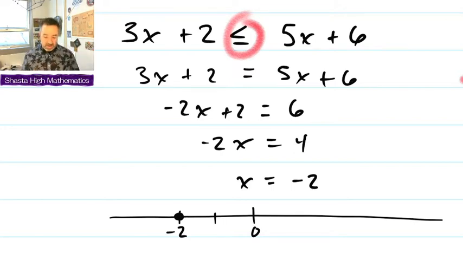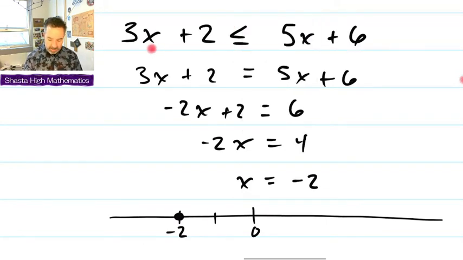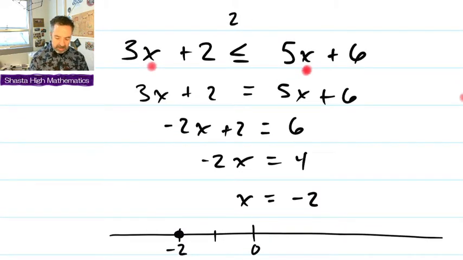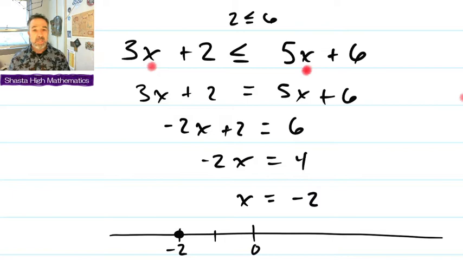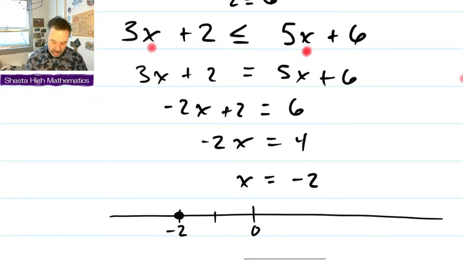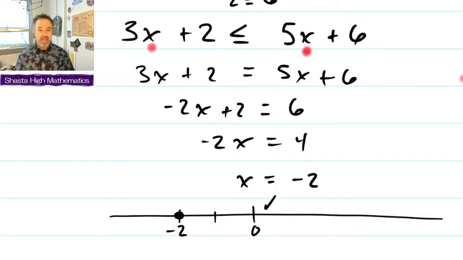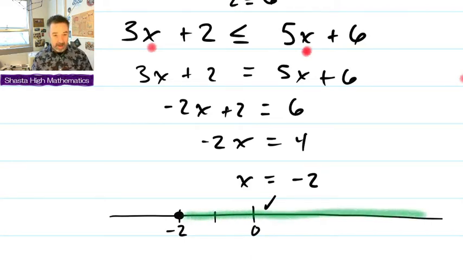And when I put 0 into my original inequality, when 0 goes in for x here, and when 0 goes in for x right here, I clearly get that 2 is less than or equal to 6. I get the statement 2 is less than or equal to 6, which is always true. So I know that the points on this side are making the inequality true. So it turns out that my answer is -2 and everything larger than -2.